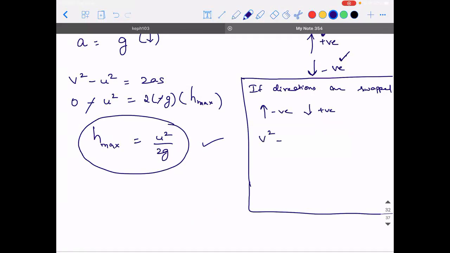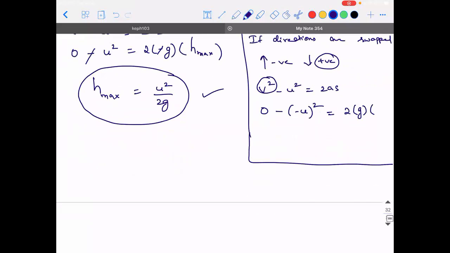Then when I write v square minus u square is equal to 2as, the final velocity in the upward journey is 0, minus the initial velocity would have been minus u the whole square. Correct? Yes, sir. 2 into acceleration due to gravity in this scenario will be positive g. Positive g. But displacement would have been negative.